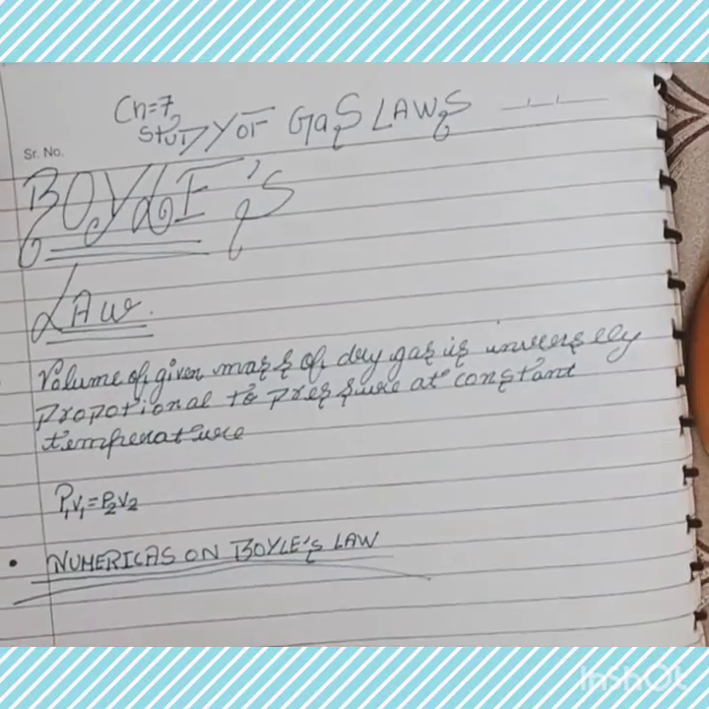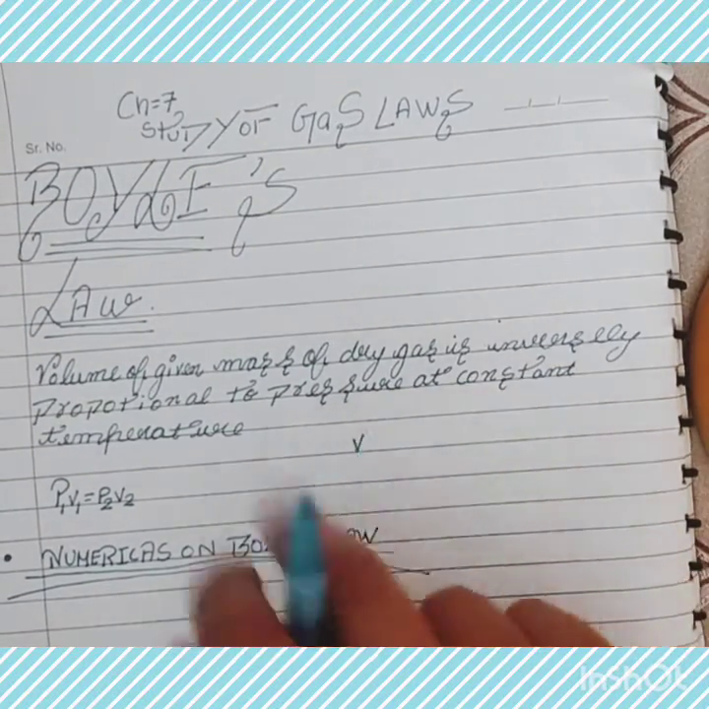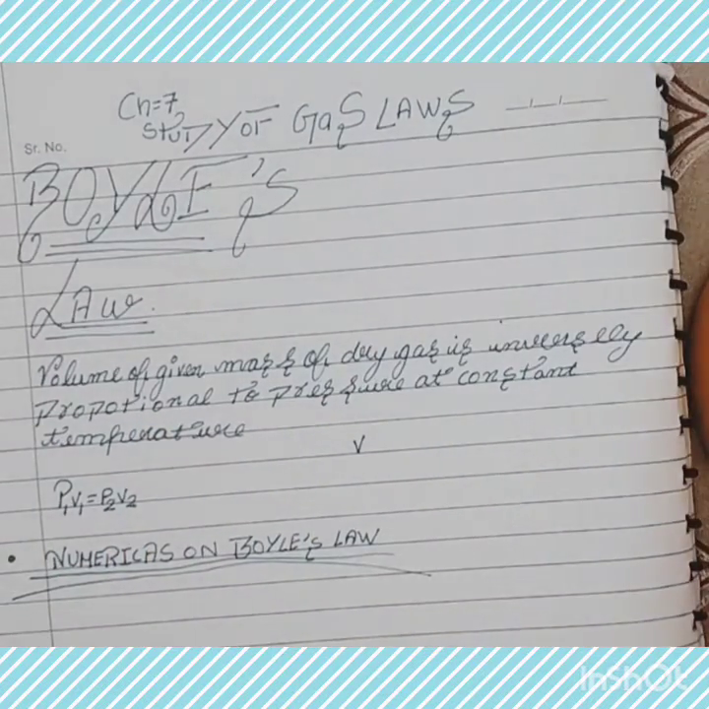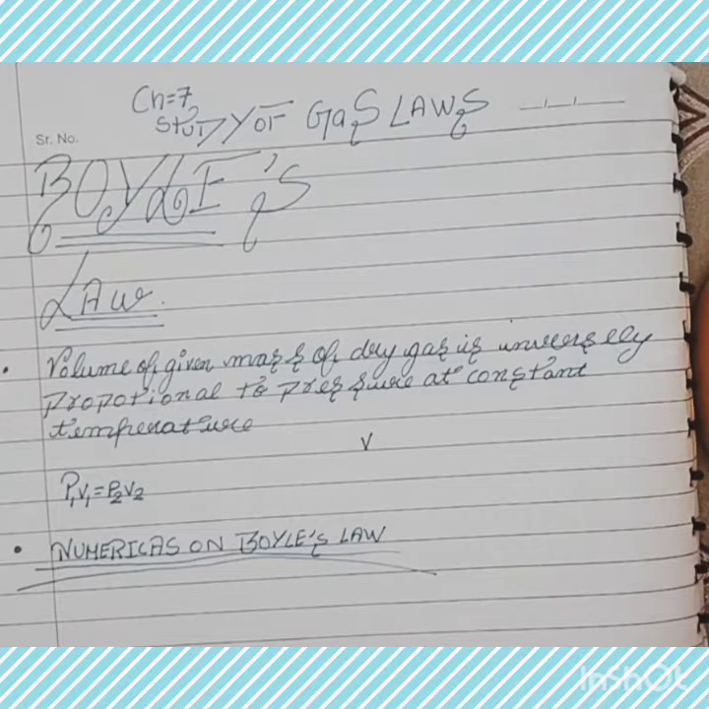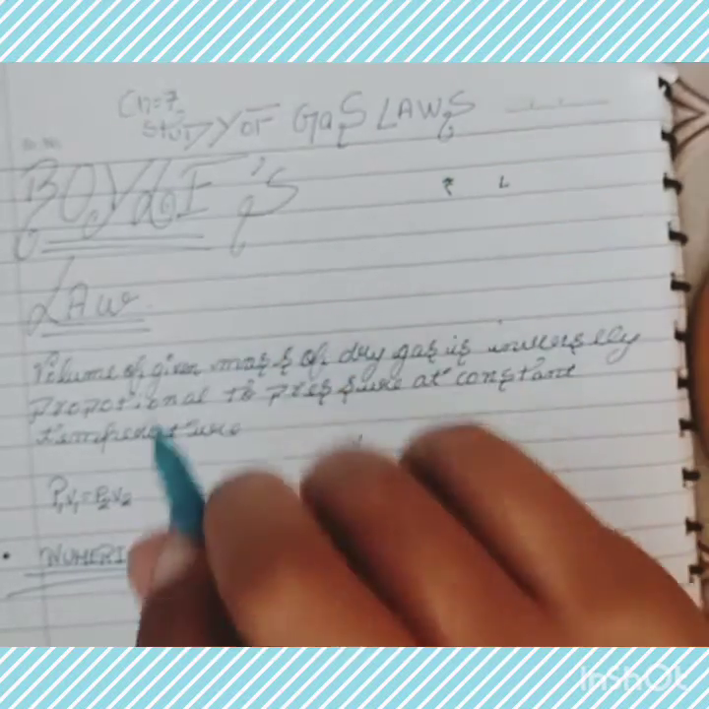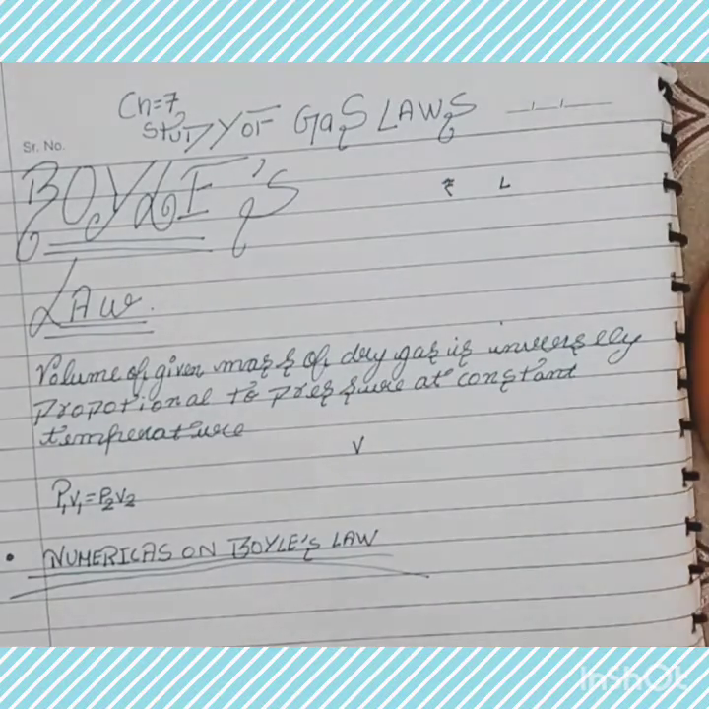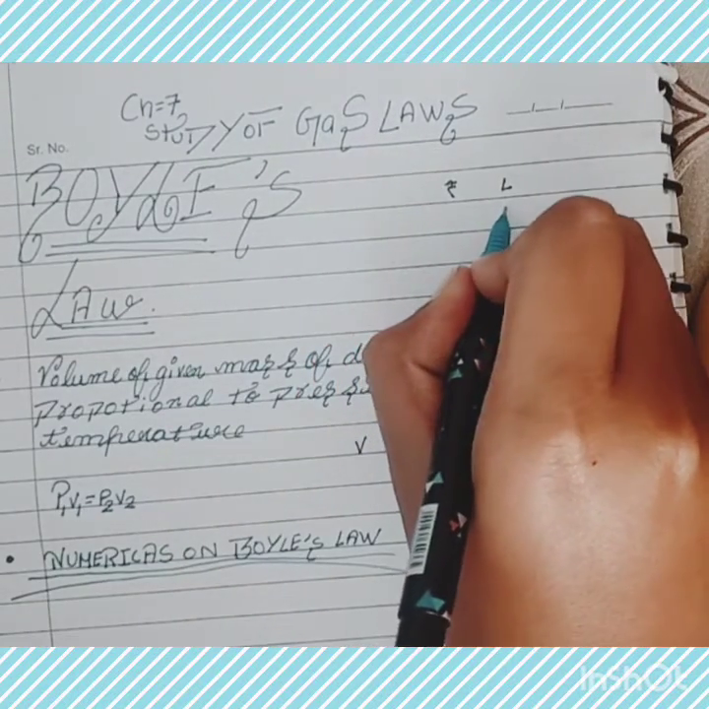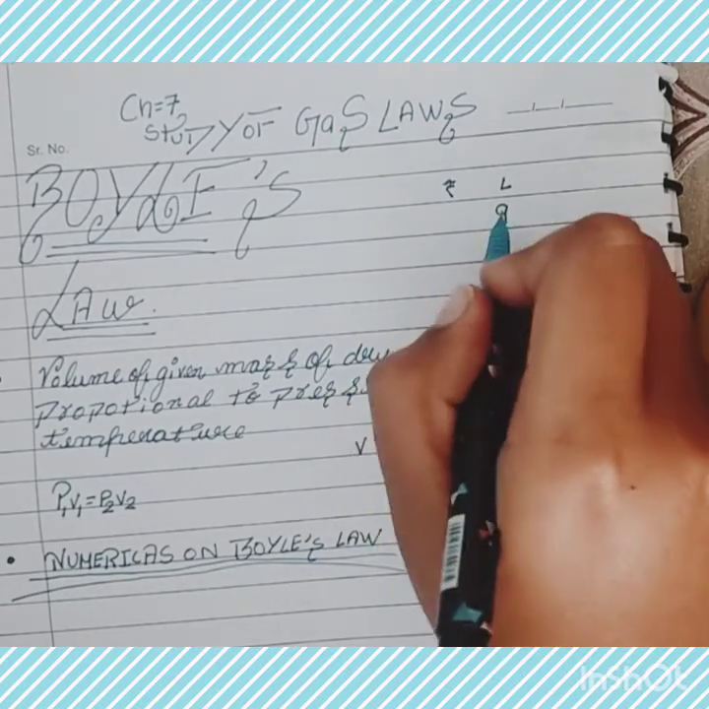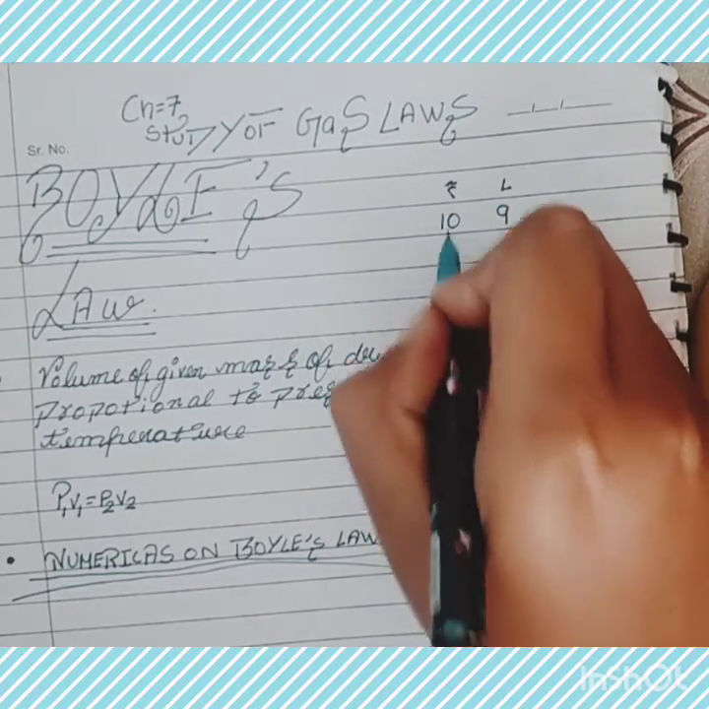The volume of a given mass of dry gas is inversely proportional to pressure. So, what do you understand by the word inversely? The meaning of inversely is that if one thing increases, the other thing will decrease. So let's study it with an example. First of all, we have rupees and here we have liters, like you can say petrol. So this is 9 liters, and this will increase. So this will be 10.